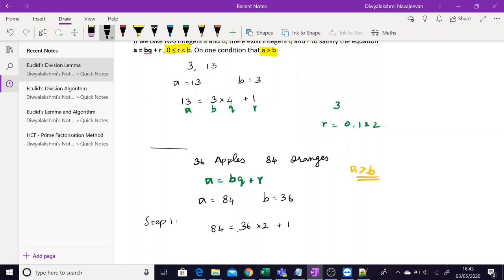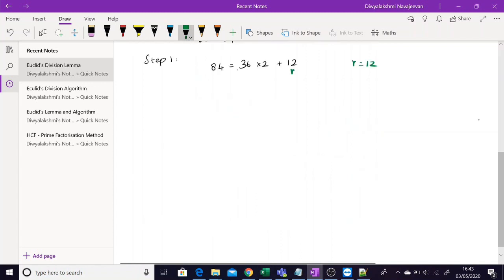Now step 1 will be 84 equals 36 times 2 plus 12. Here r is 12. So we know that r is not equal to 0. That means we need to carry on using this lemma, so we need to go to step 2.